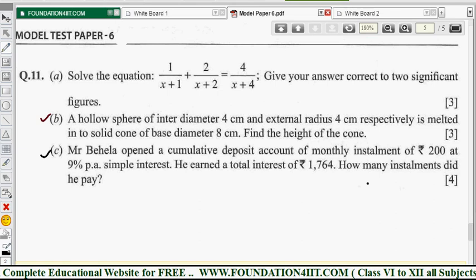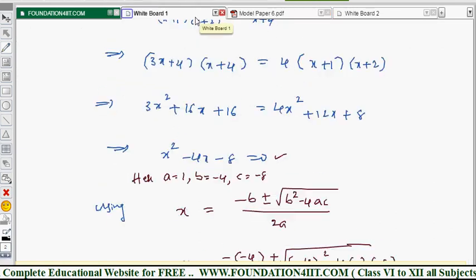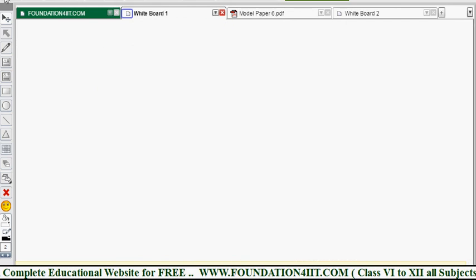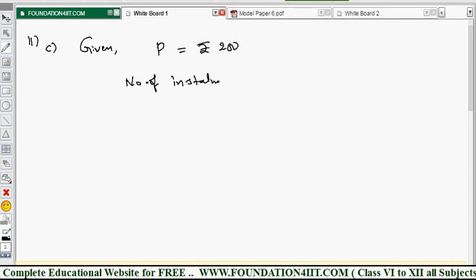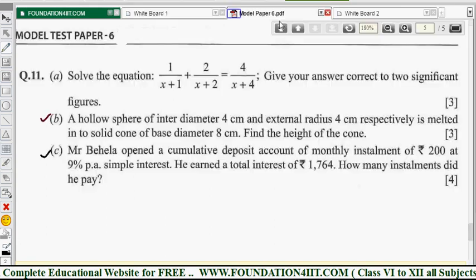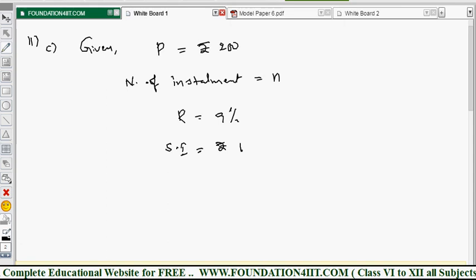So let us use the simple interest formula in this banking topic. Let's take the given values. Monthly installment is given, that is 200. Given monthly installment, let it be P, that is rupees 200, and the number of installments is not given. Number of installments is actually the number of months, because every month we will pay an installment. So the number of installments, that is n, because n months. Then the rate of interest is given, 9%, and the simple interest is given. Total interest earned, that is simple interest, is rupees 1764.